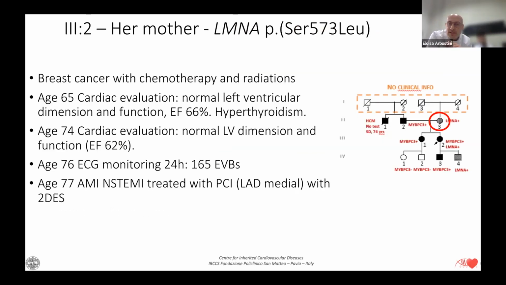The VUS in lamin was inherited by our proband from her mother. Her mother did not have any cardiac abnormality until the age of 77 when she presented with coronary artery disease, and did not have any history of arrhythmias.